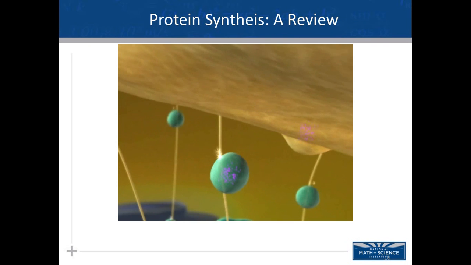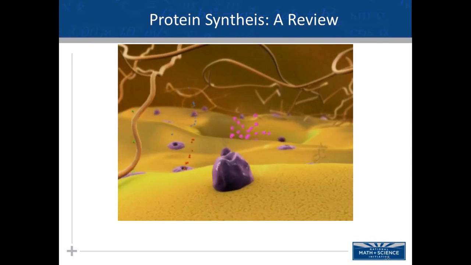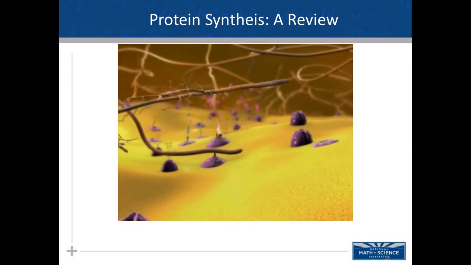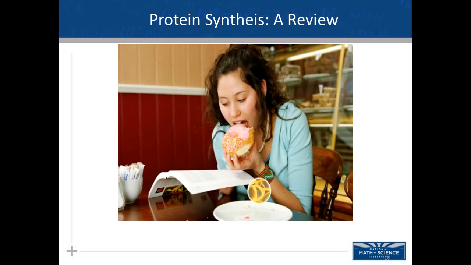Proteins secreted from the cell are shipped to the plasma membrane. Here, insulin is secreted from the pancreas and begins to regulate the student's rising blood sugar levels.